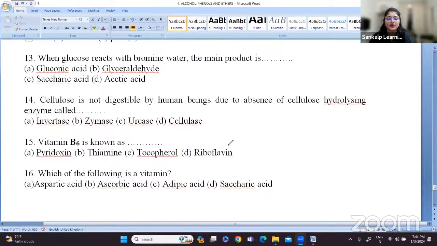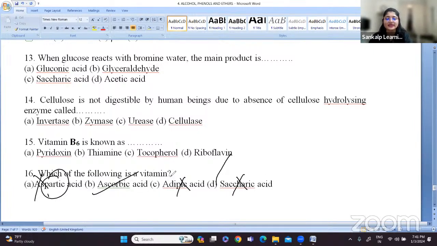When we are talking about vitamins, we know what they are now. Aspartic acid is a non-essential amino acid, so this is wrong. Adipic acid is a dicarboxylic acid used for nylon preparation, so this is also wrong. Saccharic acid is also wrong.